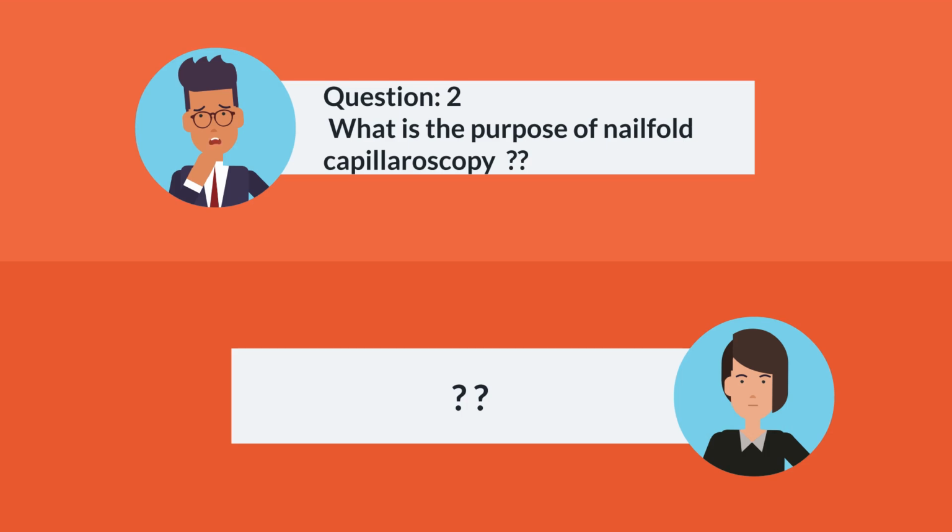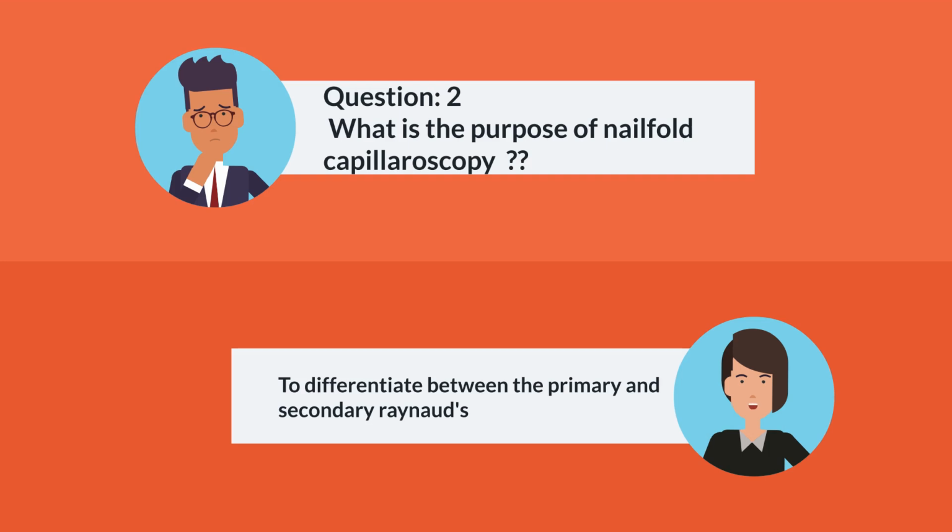Question 3. What is the purpose of nailfold capillaroscopy? Nailfold capillaroscopy is used to assess capillary abnormalities in the nail fold, helping to differentiate between primary and secondary Raynaud's phenomenon.